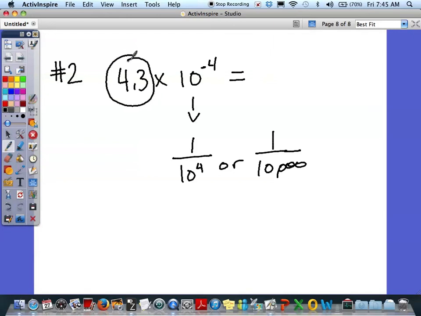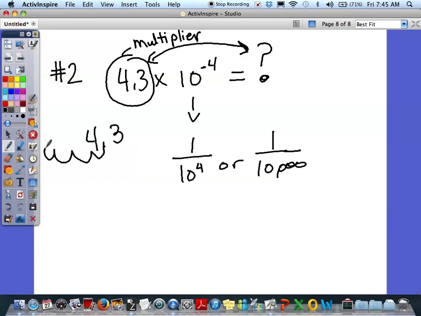Therefore, whatever this number is written in standard form, it's got to be much smaller than my multiplier, because I'm multiplying it by a power of 10 with a negative exponent. I do this much the same way. I first write down my number, and I move my decimal point to the left now to make the number smaller, 1, 2, 3, 4 places, because it's a negative 4. Then I rewrite the number so it's not so sloppy.